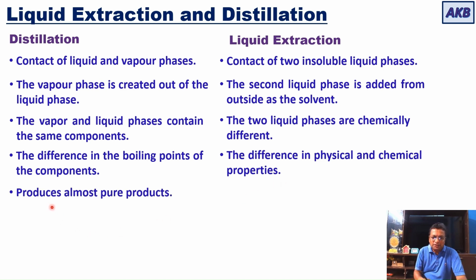Then in the case of distillation, it produces almost pure products. That is, the distillate will be a pure distillate. It may contain 99% of it. The purity may be up to 99%. Same is the case with the bottom product. The purity may be up to 99%. So the point is, distillation produces almost pure products.